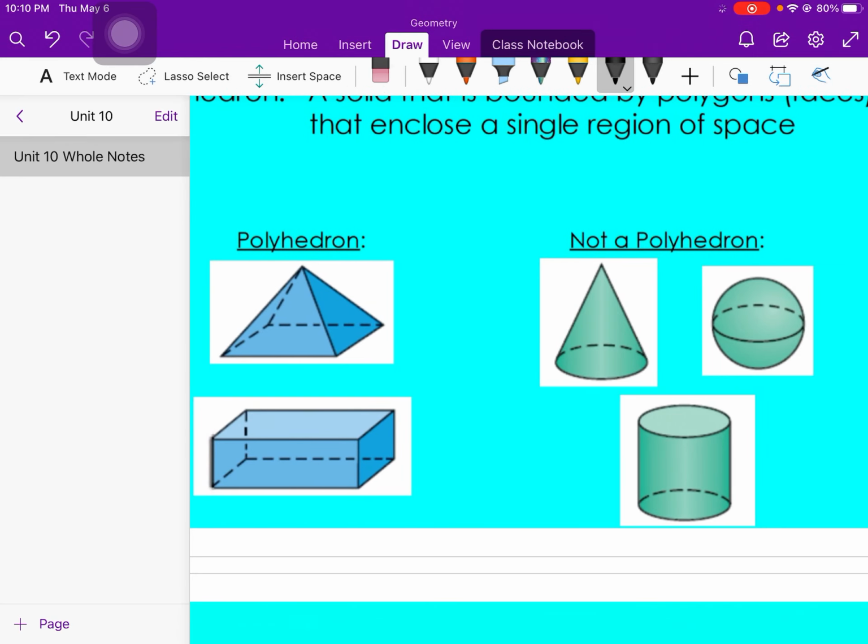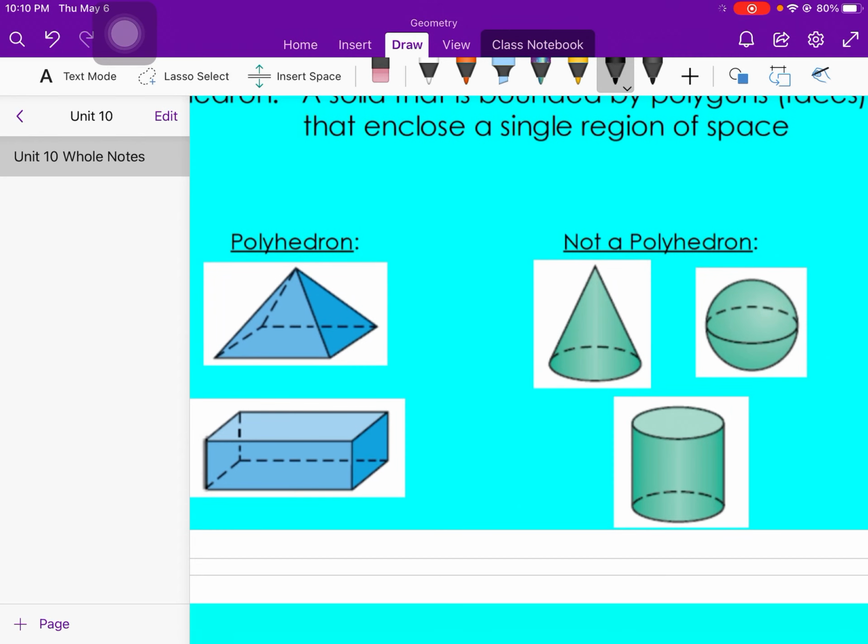Now on the right side, we have the non-polyhedrons. So the first one, this is a cone. Number 2 is a sphere, and number 3 is a cylinder. Again, we'll get into more specifics, but these have curves rather than just edges to them, so these are not polyhedrons.